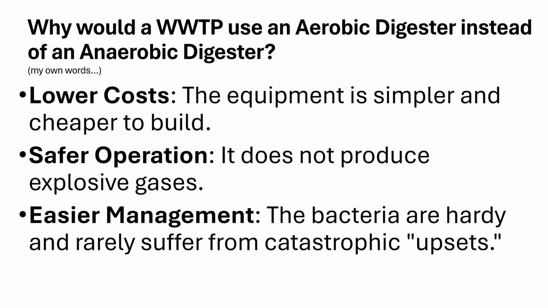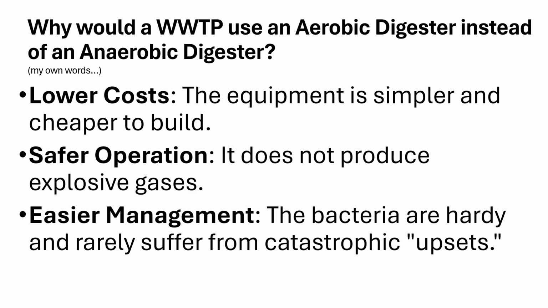So why would a wastewater treatment plant use an aerobic digester instead of an anaerobic digester? I told you we can gather methane from an anaerobic digester and run our whole plant. Aren't we going to save money? Well, yes and no. We're going to create electricity, which will save us money, but in the long run, the aerobic digester equipment is a lot simpler to operate and a lot cheaper to build. So we're actually going to save money by using an aerobic digester.